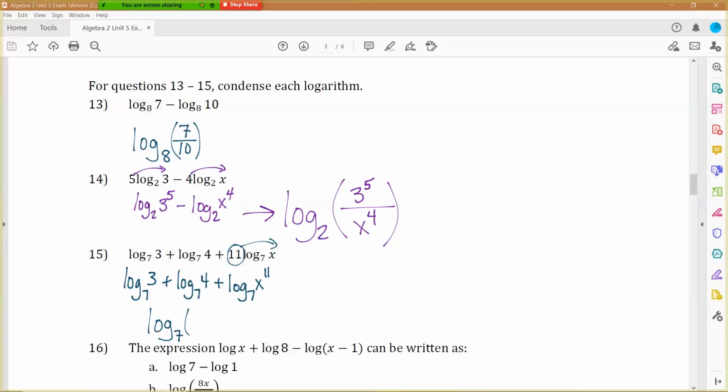So I'm going to have log base 7, and then all 3 of these are just going to get multiplied together. Again, I don't care about the multiplication. I just want to see that you know they need to get multiplied. You can leave it like this. If it makes you feel better to write 12x to the 11th, that's perfectly fine as well. Questions on these? All right.